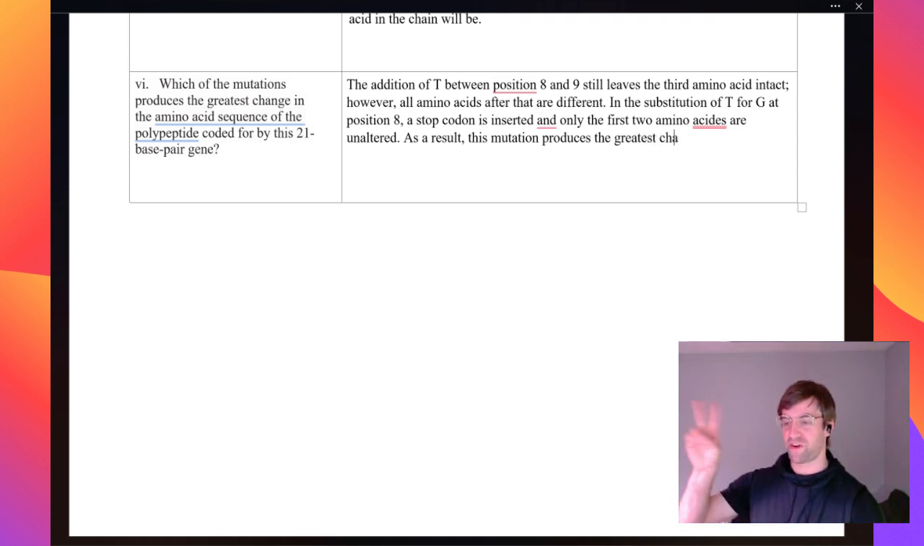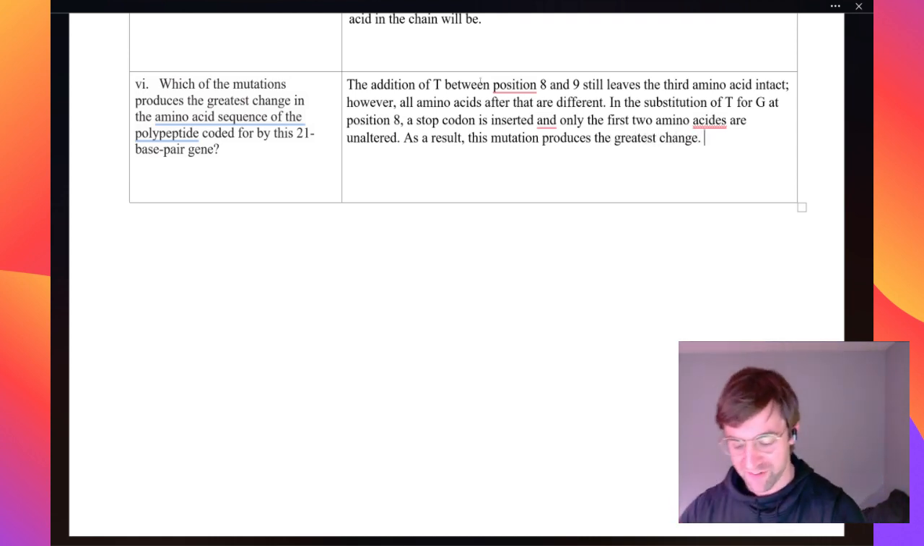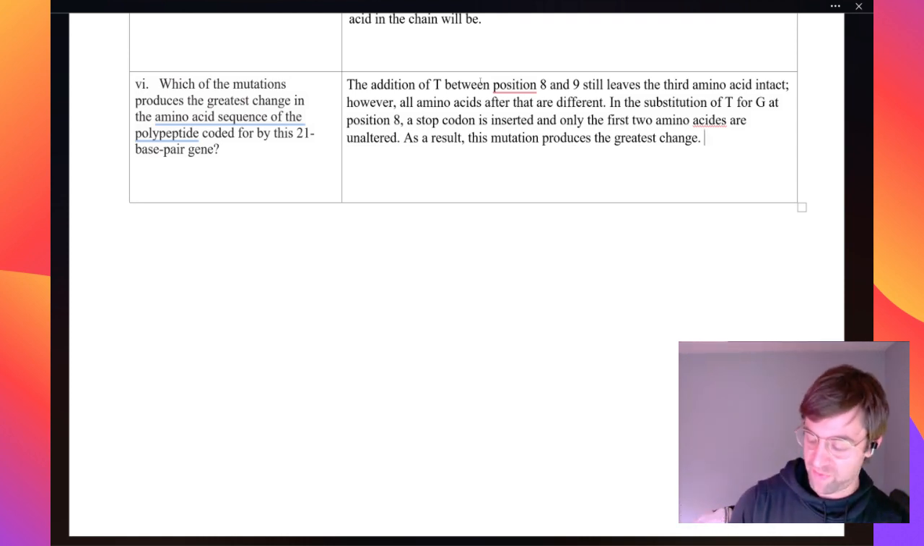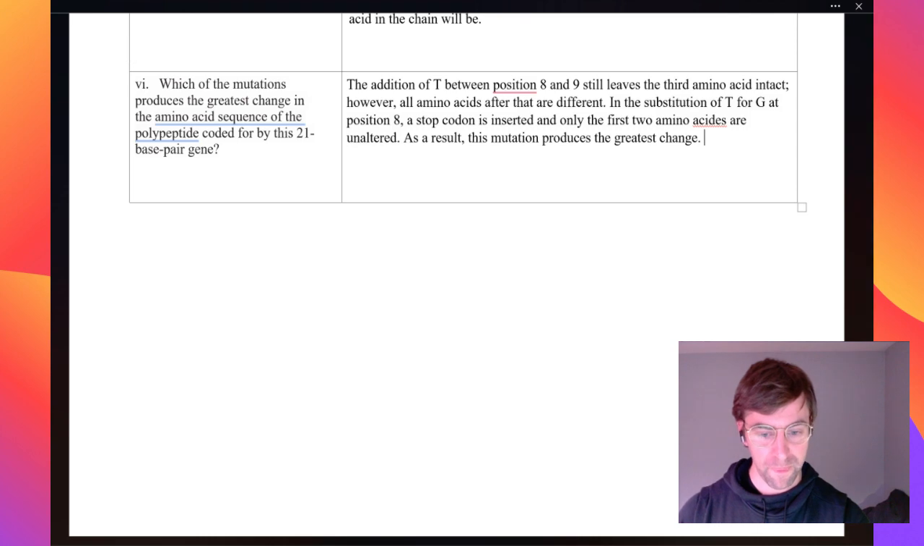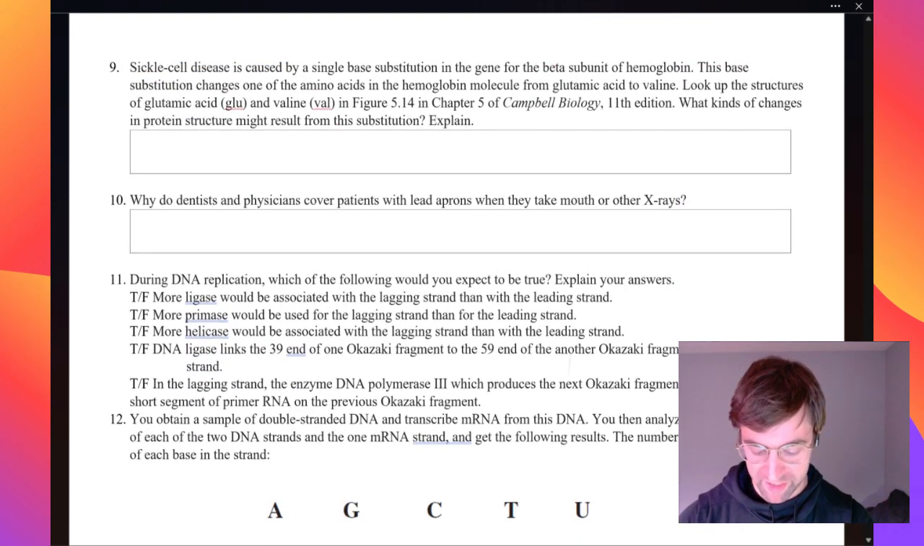So basically, we're starting with the runner-up, and then we're going to number 1. The addition of T between positions 8 and 9 still leaves the third amino acid intact, and therefore the one that creates a stop codon in that third position creates the greatest change, because only 2 of the polypeptides remain intact. Solid logic problem. I like it.